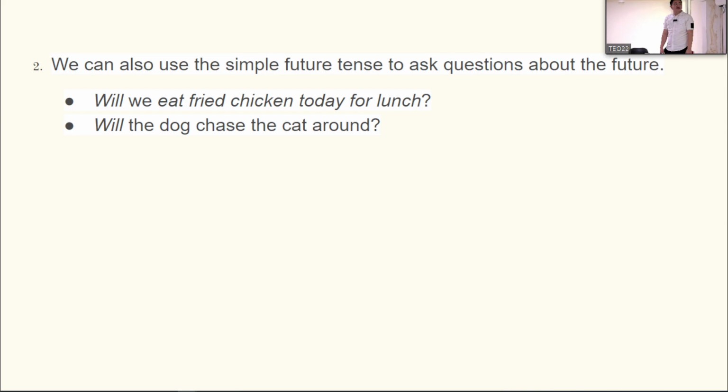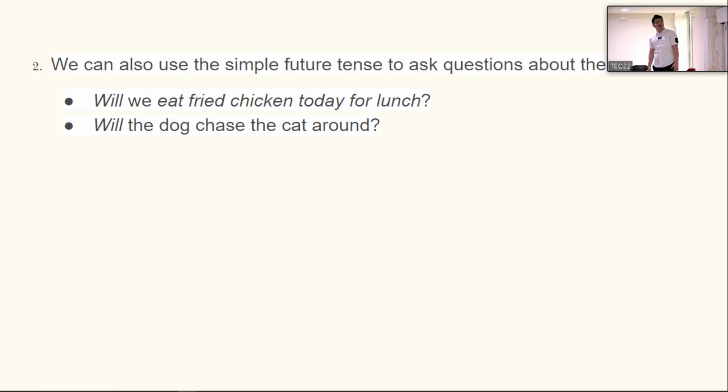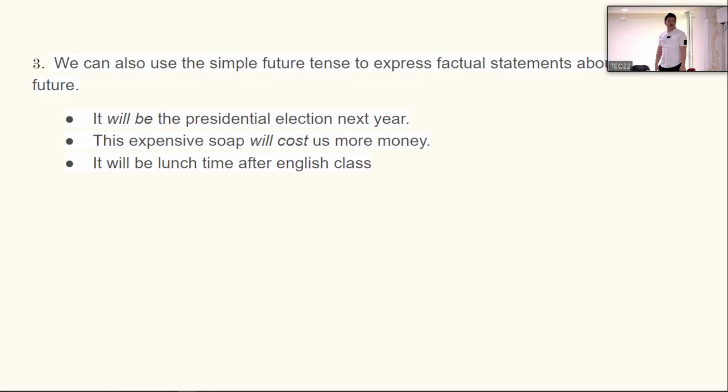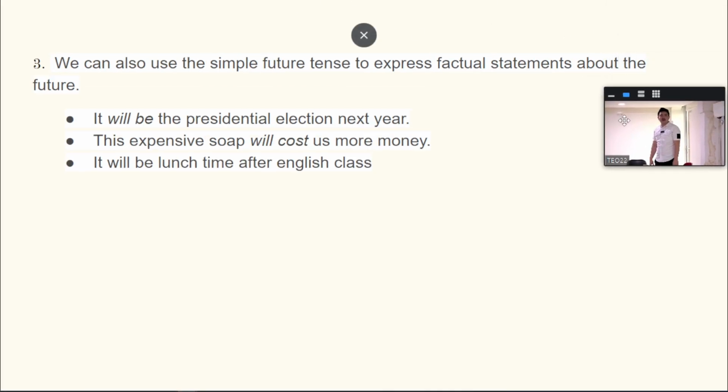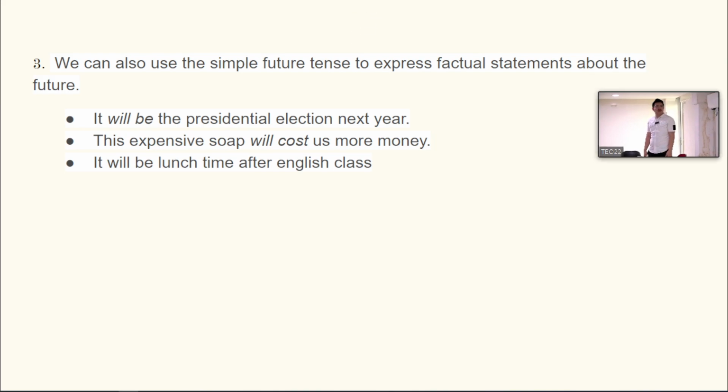Second, we can also use simple future tense to ask questions about the future. So it's sort of interrogative. Will we eat fried chicken today for lunch, or will the dog chase the cat around? So it's questions for the future.